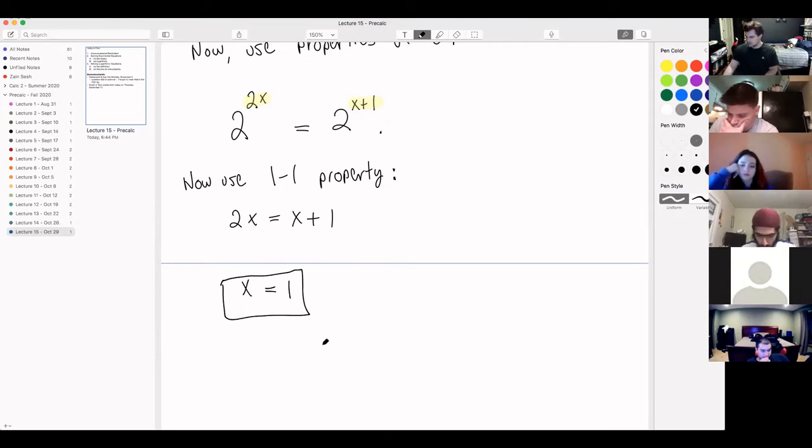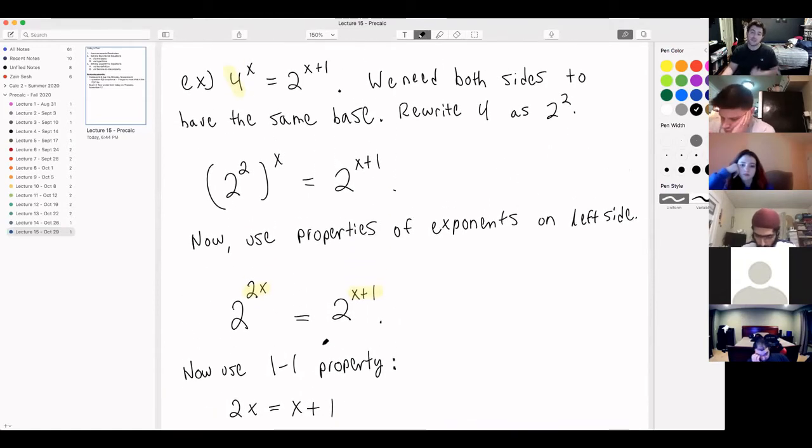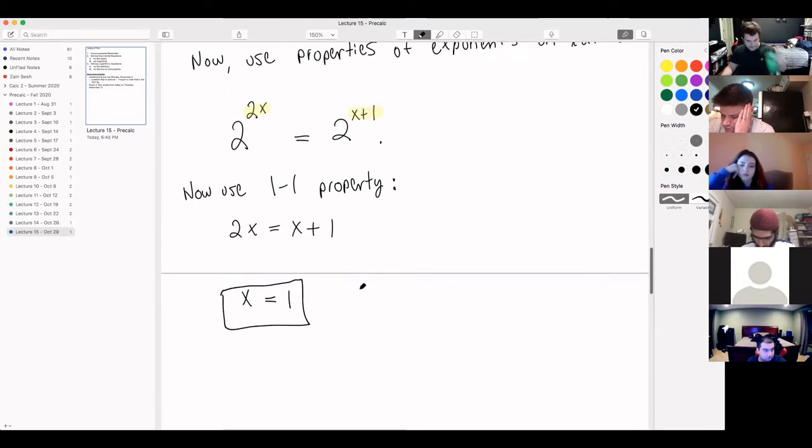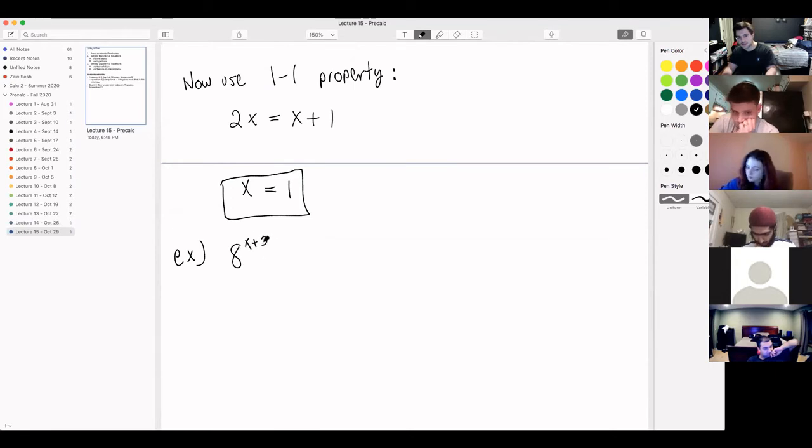All right, so I hope that's okay. It's similar to the previous examples, but there's a step you have to do in the beginning to create like bases on both sides. All right, let's move on. We'll do another example like this. Okay, so this will be 8 to the x plus 2 is equal to 16 to the x plus 1.